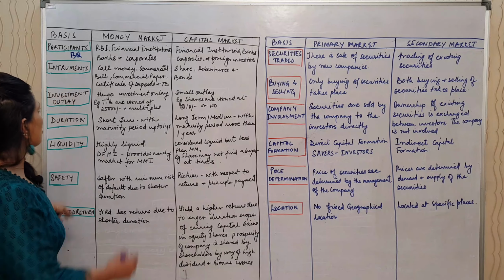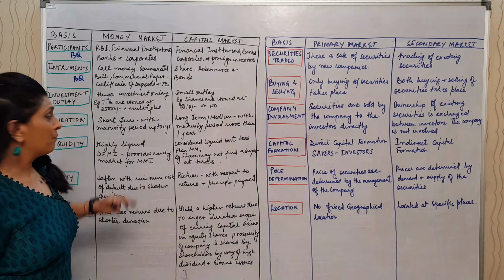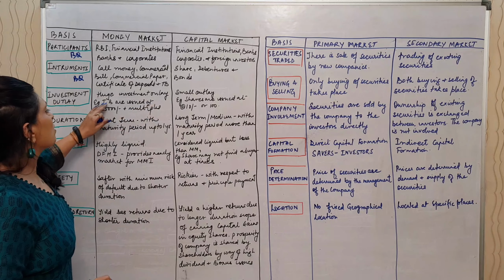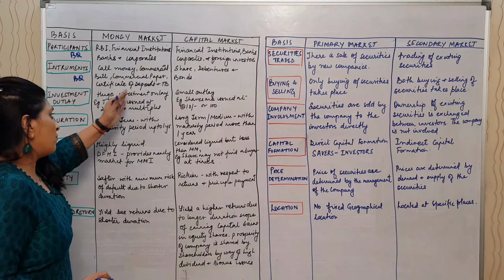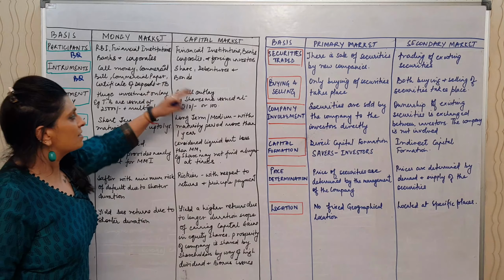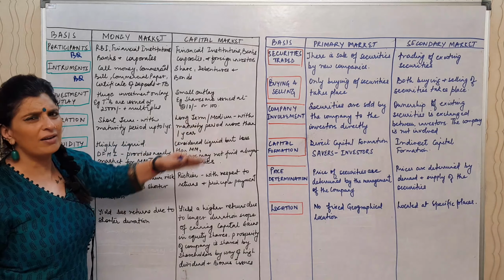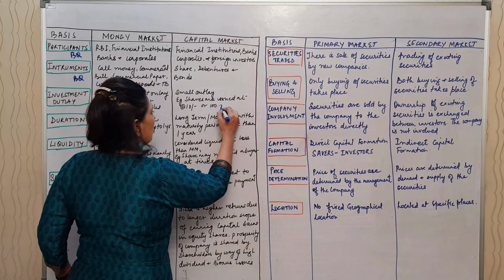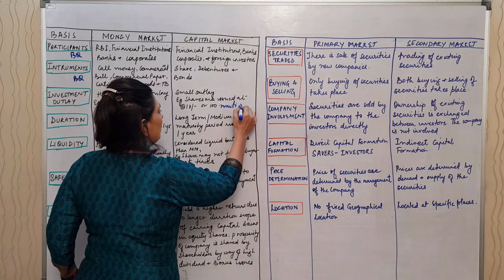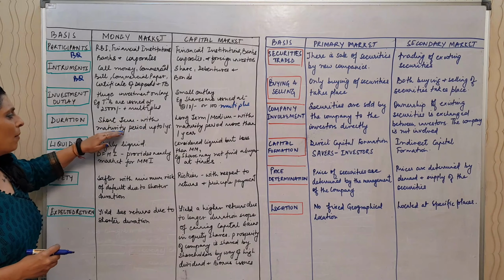Then next, this was also a board question. Next, investment outlay. Huge investment outlay in the money market, because treasury bills, for example, are issued at 25,000 and multiples, whereas in the capital market the outlay is comparatively small, because shares are issued at 10 or 100 and in multiples of tens and 100. Duration: this is short term, up to 1 year.